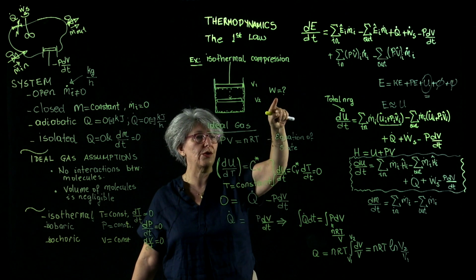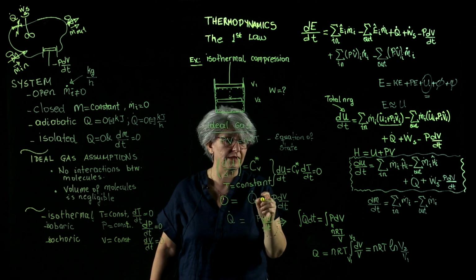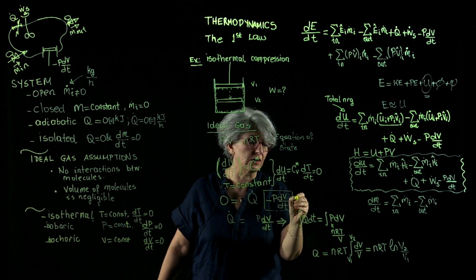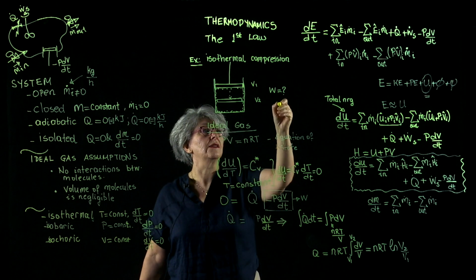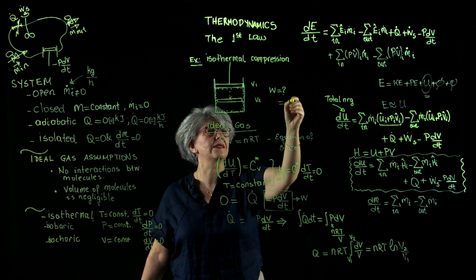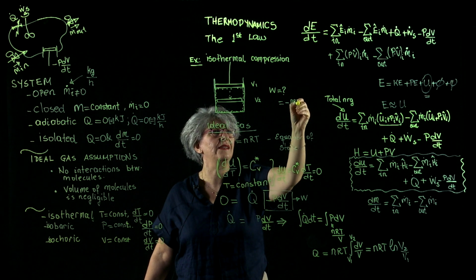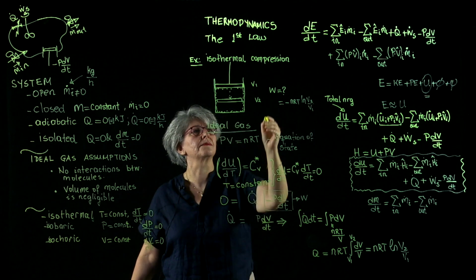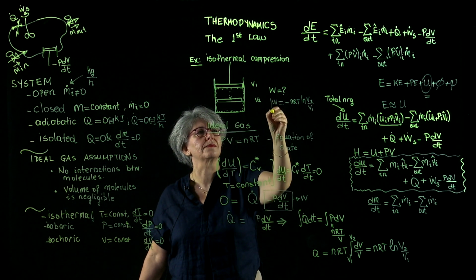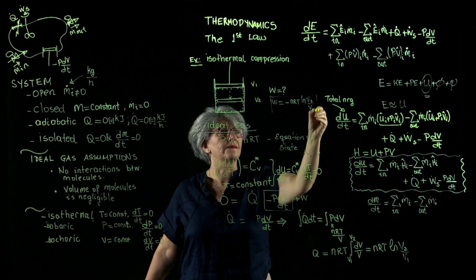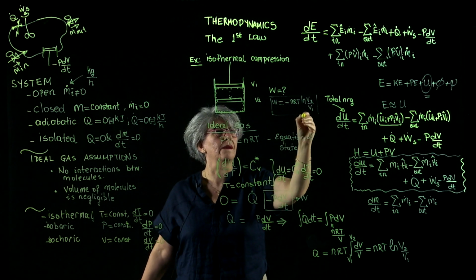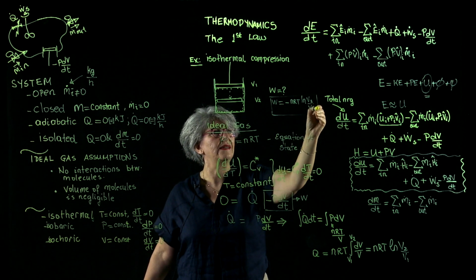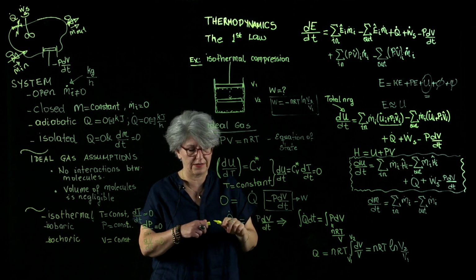But we were after work. Well, work is this term. This term is work. Okay? So now we solve this problem. This is minus nRT ln V2 over V1. Work done on an ideal gas under isothermal conditions.